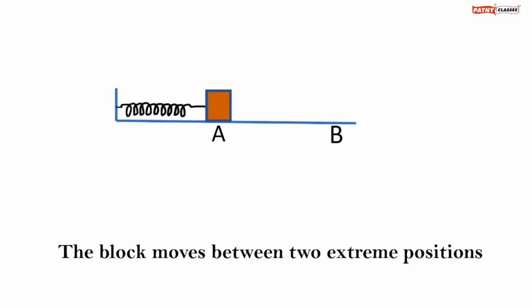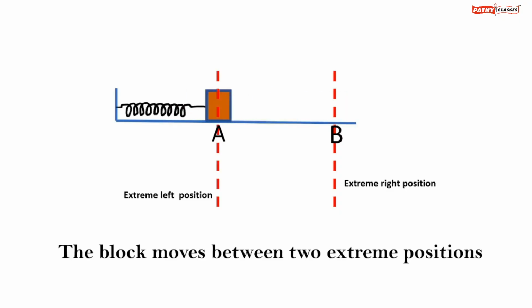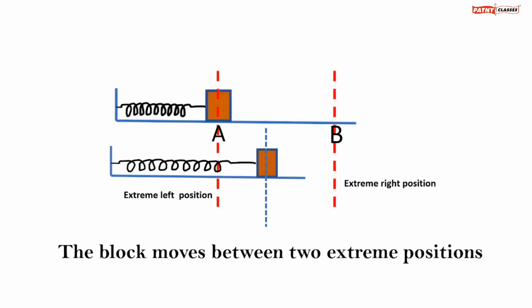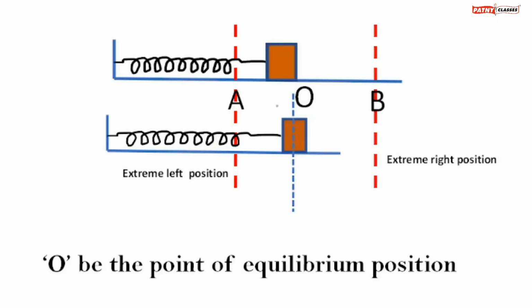There are two fixed positions, one on the left side, another on the right side. The block moves between these two extreme positions, A and B. There is another position between A and B called the equilibrium position. This is the equilibrium position. It is midway between A and B. Let O be the point of equilibrium position. The distance between the point A and O is equal to x, and the distance between the point O and B is also equal to x, because O is midway between the points A and B.